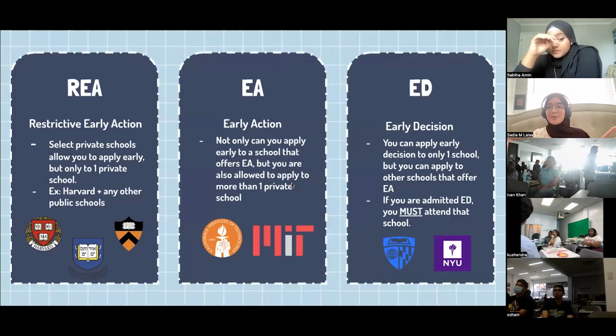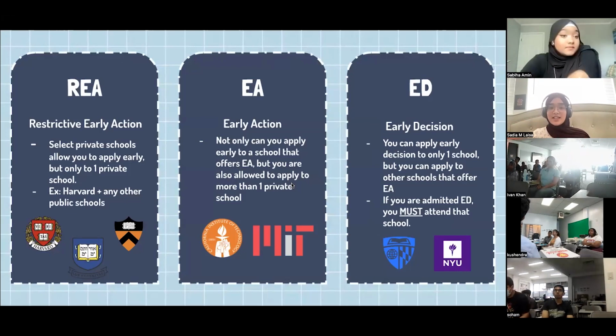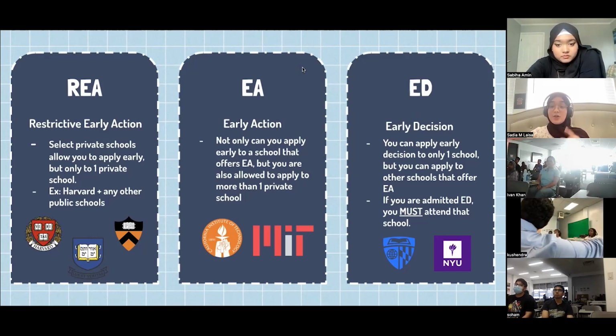Okay, a brief overview of restrictive early action, early action, and early decision. These all have earlier deadlines. If it's REA, then you can only apply to one private school, but you can apply to any public schools. Early action is where you can apply to more than one private school. And early decision is where you can only apply to one school early decision, and it doesn't matter what other schools you apply to, because if you get into the school, you have to go to the school. So you need to know for sure that you want to go. These are just some examples of the schools that fall under each category.